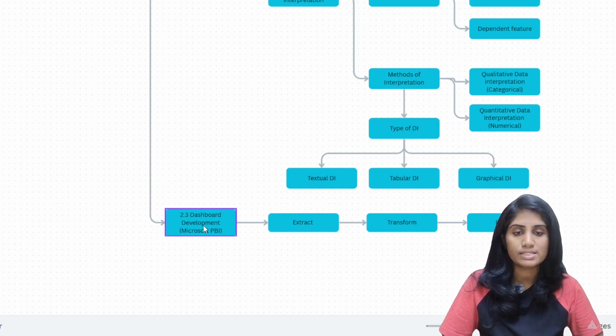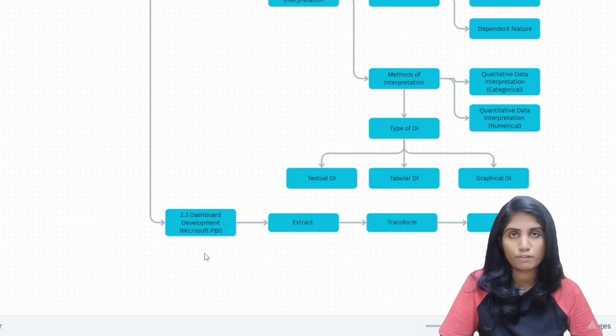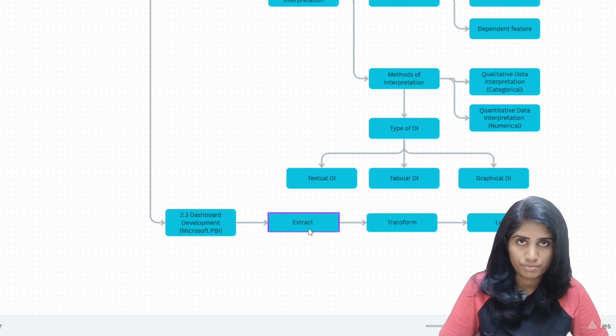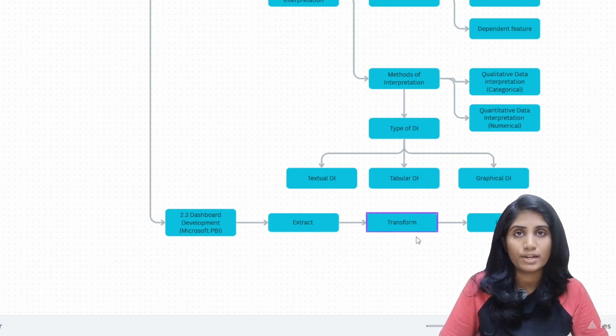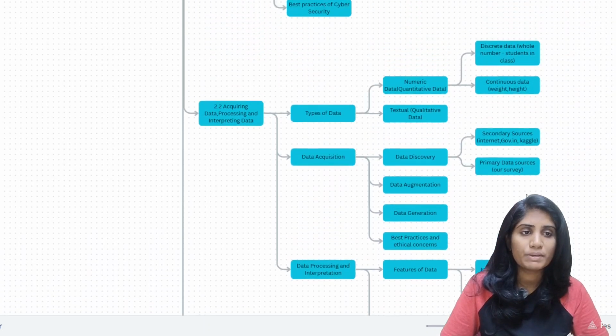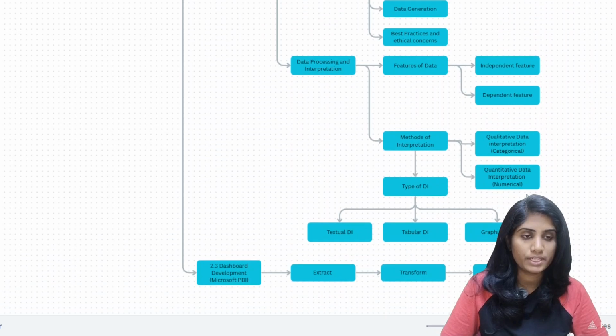For example, I have taken Microsoft Power BI as an environment. In that, we are going to see a data set. We are going to see how we can extract the data, how to transform it to get the values, and then how to load it into a dashboard to get the graphs as a graphical representation. So this is the overall picture of unit 2. Okay, this seems pretty easy.